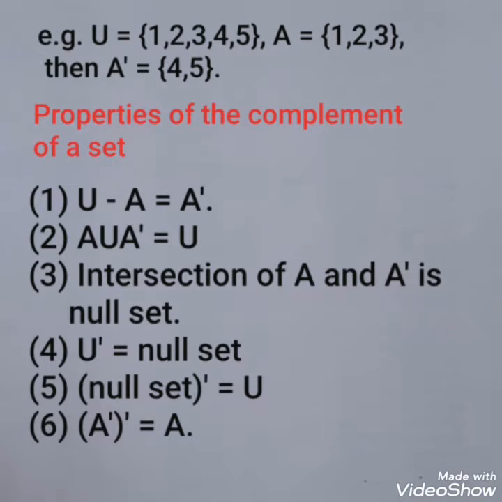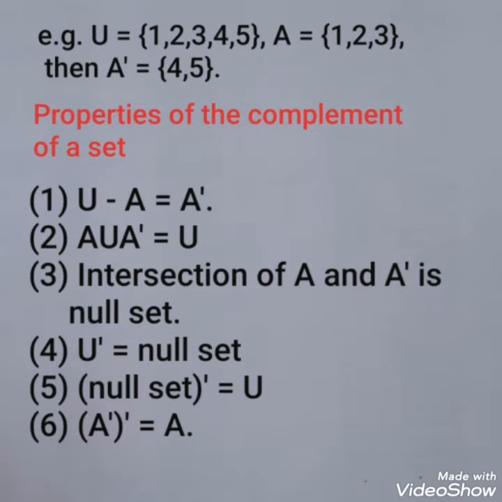Now let us discuss the complement of a set. Here the elements are present in U but not in A, so according to the difference of sets, A dash is denoted by U difference A. Now we take the union of A and A dash. From the above we can see that A union A dash is the universal set U. The intersection of A and A dash: they are disjoint sets, so it is the null set.